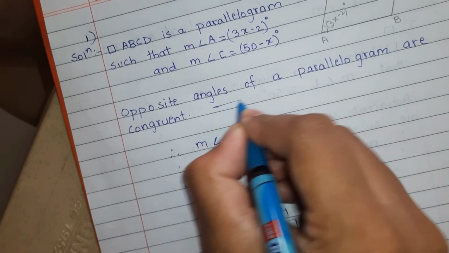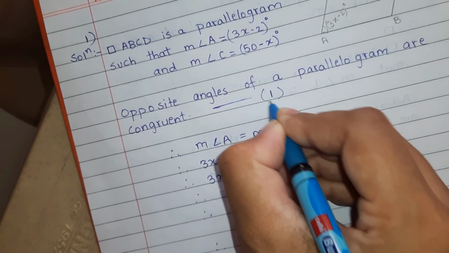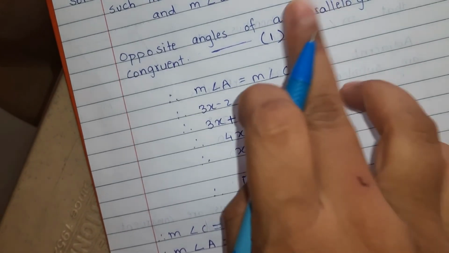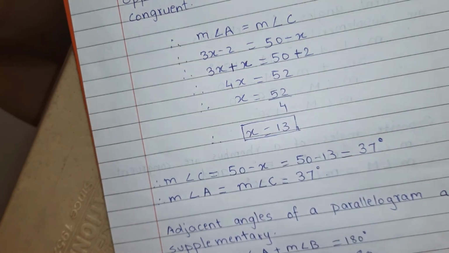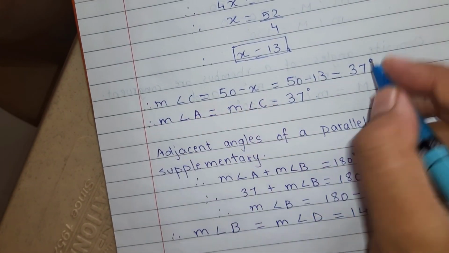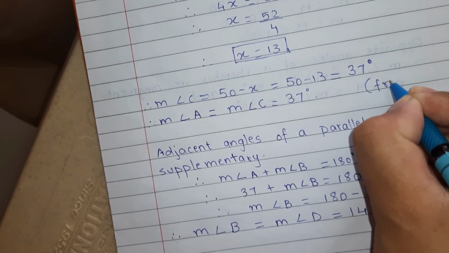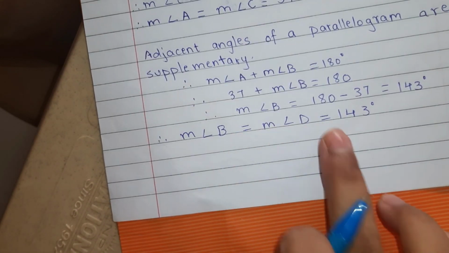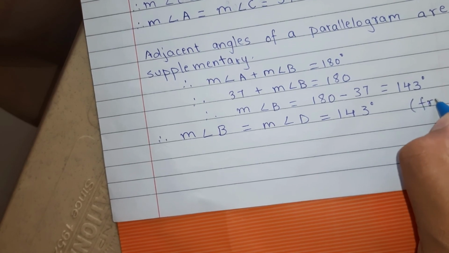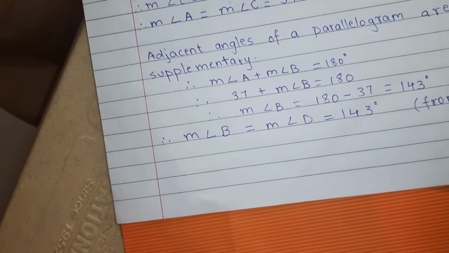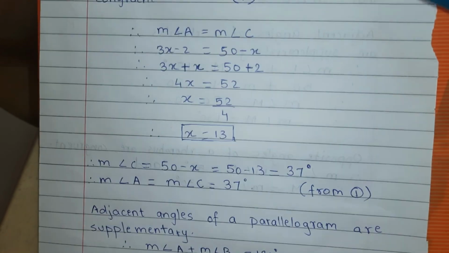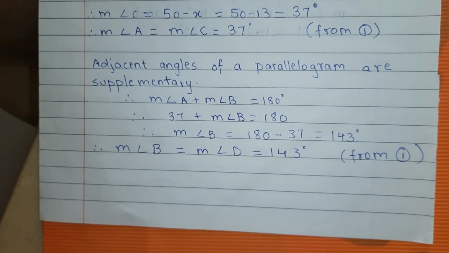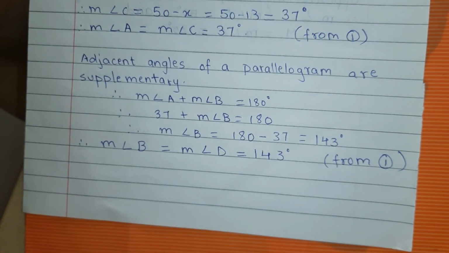So what we will do? We will give it some number, 1. This is reason number 1. Sentence number 1. And this sentence we have used here, then we have used here also. So here what we will write? The reason from 1. And this line also, what is the reason? From 1. So one time we have written this sentence and we can use it many times by giving it some number. Okay. So this is the first question.